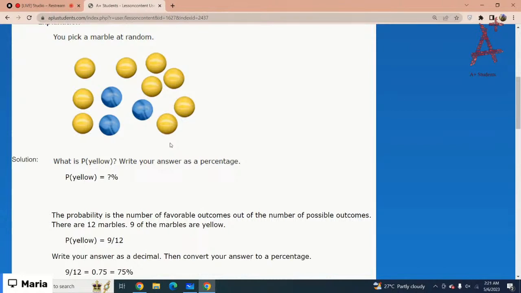You need to calculate the probability of yellow. Yellow is 9 and the total are 12. So it would be 9 over 12. Got it? You can convert the answer into a percentage. It would be 75%. Got it now? Okay, let's see another example.